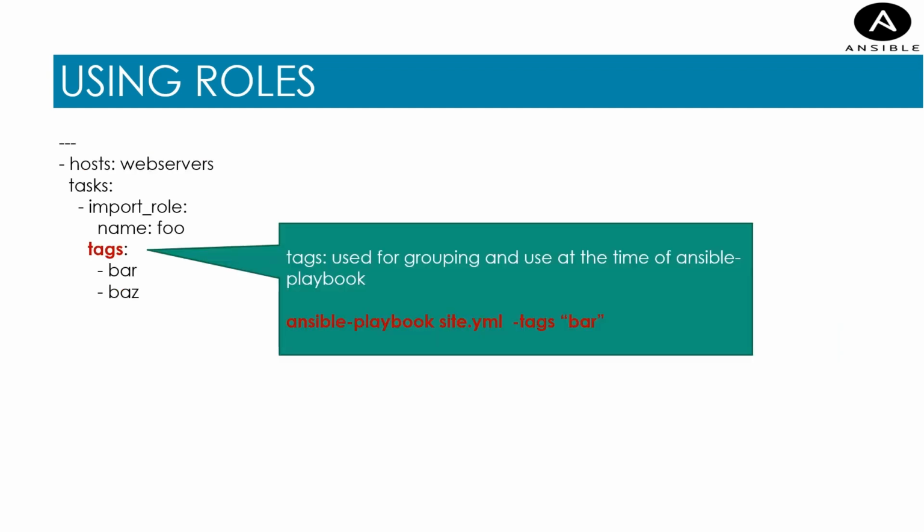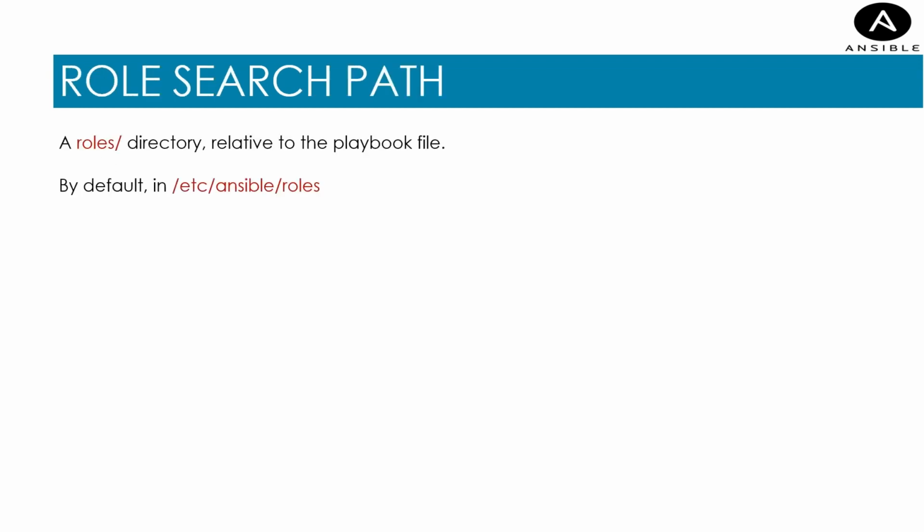Now in roles, or in a playbook, we have tags. Tags are used for grouping and are used at the time of running an Ansible playbook. With the help of that we can identify, hey, this is the tag where we want to perform just a restart, or say install Ansible, web server, database server, and only that activity will be performed. At execution, we just have to pass hyphen tags and the name of the tag in double inverted commas, then it will be executed.